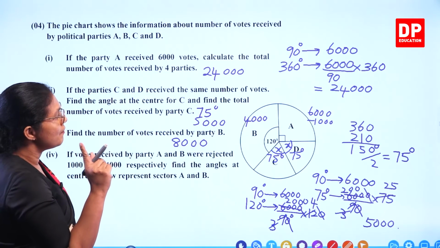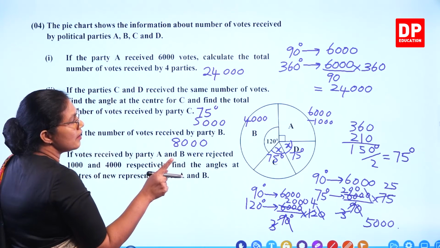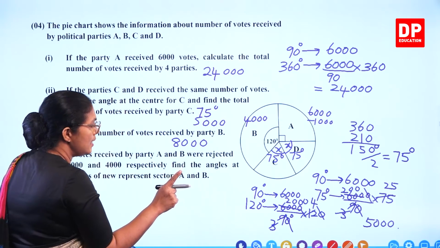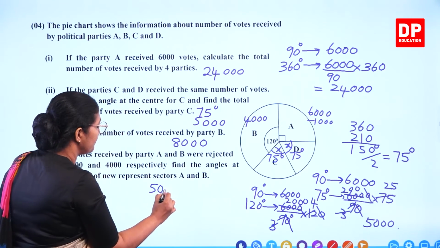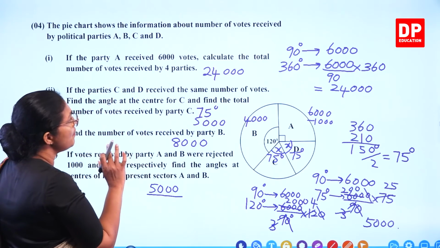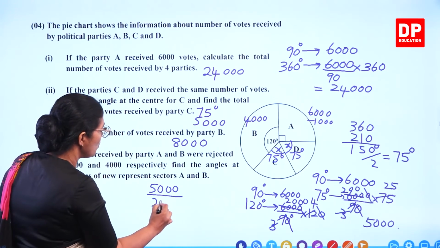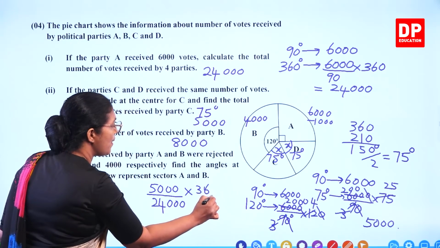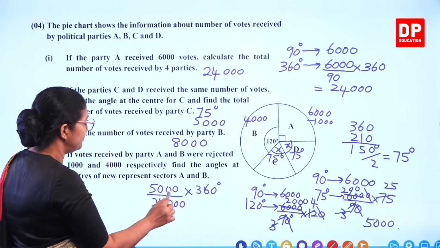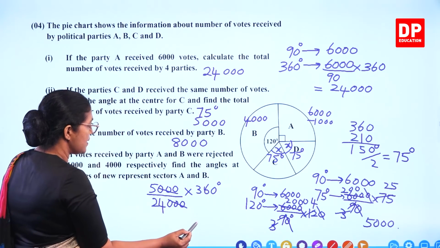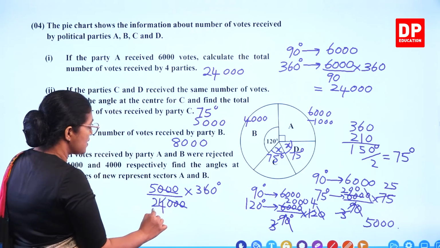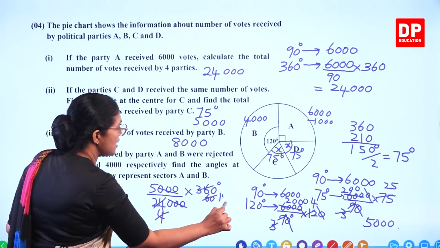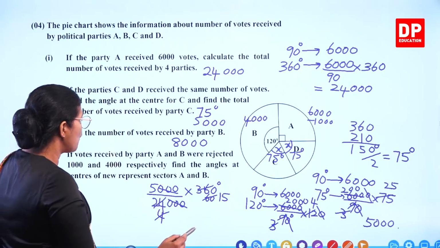What happened to the first one? Rejected. So now the value is 6,000 minus 1,000, 5,000. But the same number of votes altogether, 24,000 is the total. To find out the angle, you can multiply by 360. 3 zeros get cancelled out. 6 times 4, 6 times 60, 4 times 15 is 60. 15 times 5.